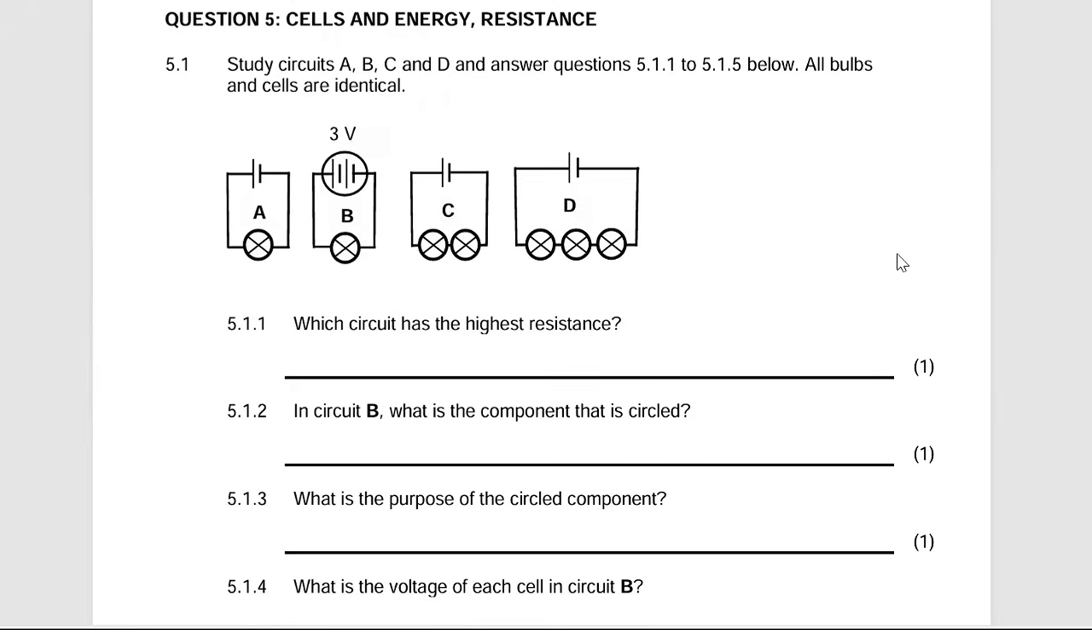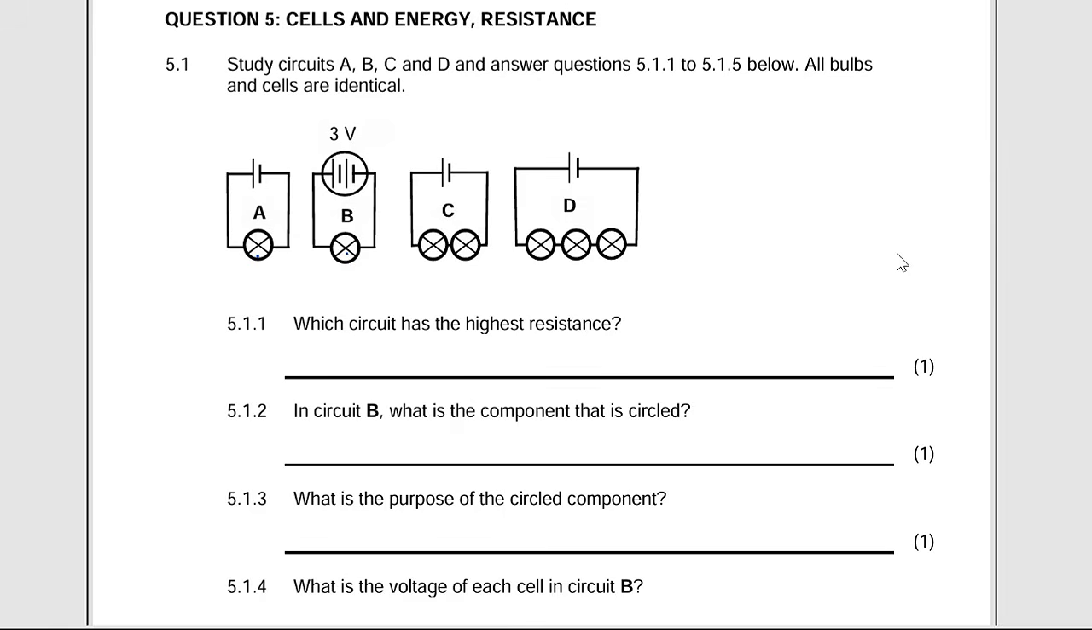Then 5.1, they said study the circuits A, B, C, and D, and then answer questions 5.1.1 to 5.1.5 below. All bulbs and cells are identical, right? So it means the bulbs, this bulb and this bulb throughout, are identical, and also we have cells that are identical. Remember, there is a difference between a cell and a battery. For example, here for A, what we are having there is a cell, right?